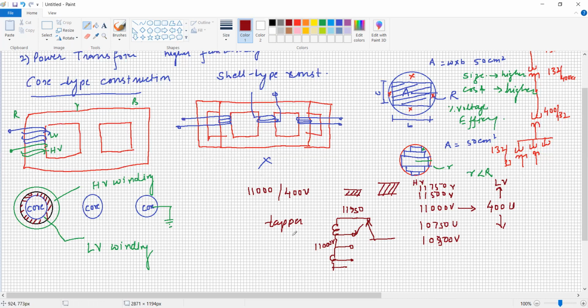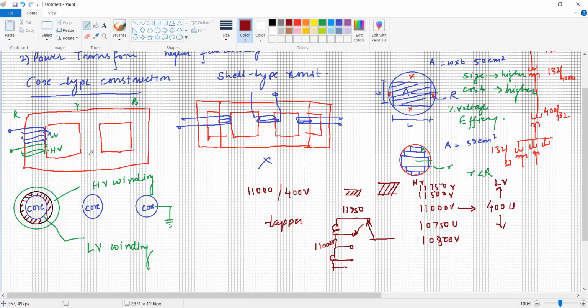So if you keep the HV winding next to the core, it is difficult to bring out the tapping terminal from the inner side to the outer side for a variable switch. Are you getting? So here it is quite clear. If you are placing the HV winding next to the core, it is quite difficult to bring out the tapping terminal. These are the two reasons that's why we are placing the LV winding next to the core and then the HV winding.